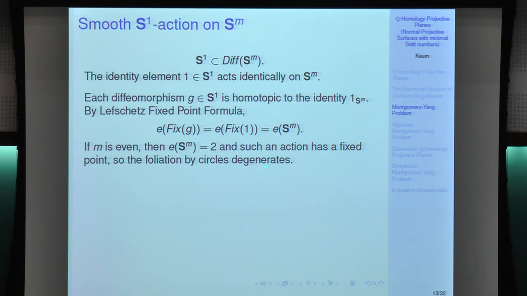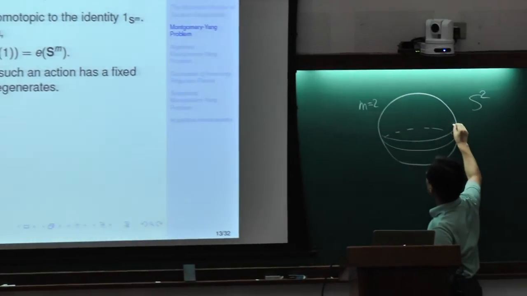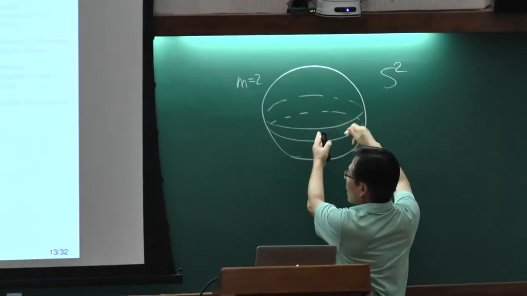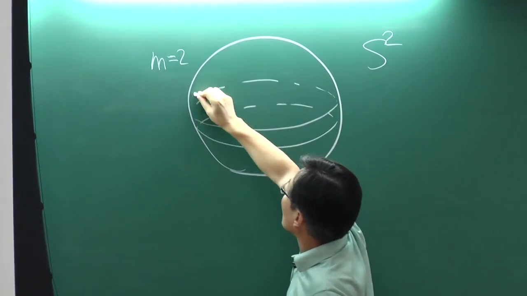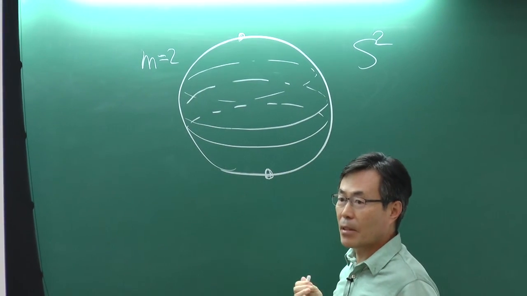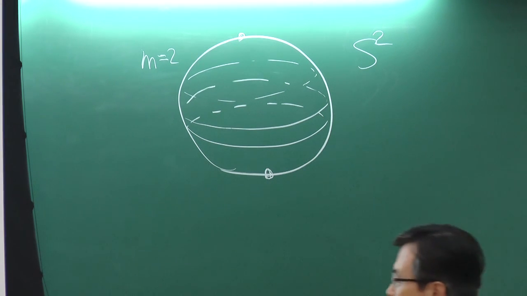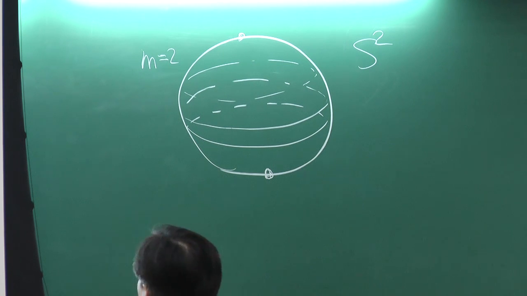So if m is even, such an action has a fixed point, so the foliation by circles degenerates. Here's the picture. If m is equal to 2, so this is S2, you have, for example, a foliation. The circle action means you have a foliation by circles, topological circles, which could be curved, whatever. And then eventually, if you draw it, there are 2 points that are fixed. So this is a kind of degenerate orbit. So this is not an interesting case.